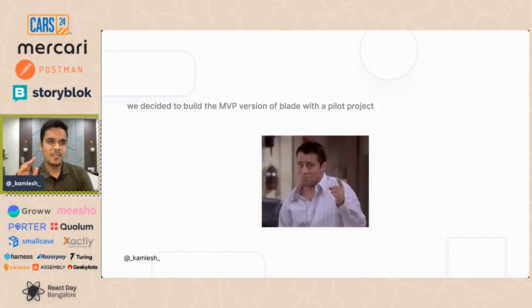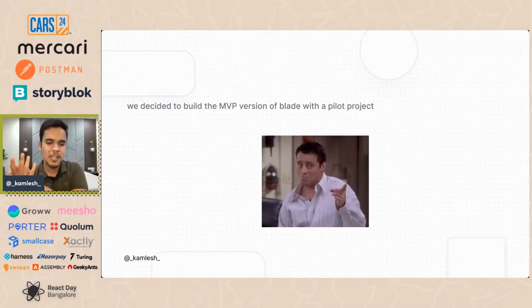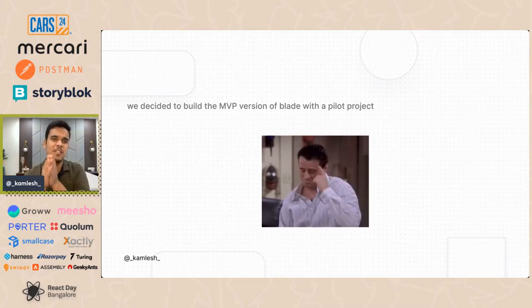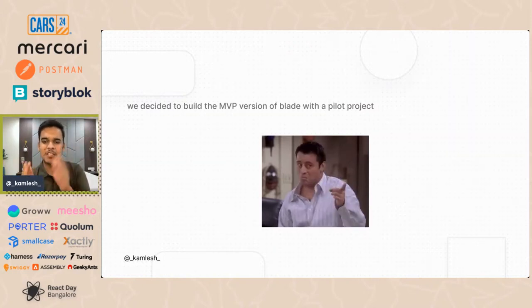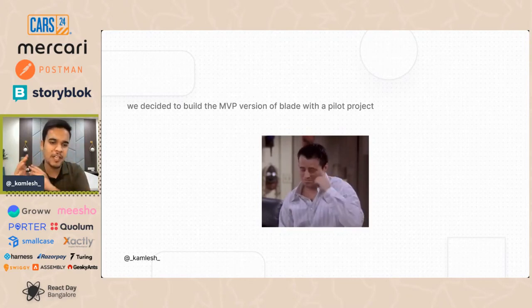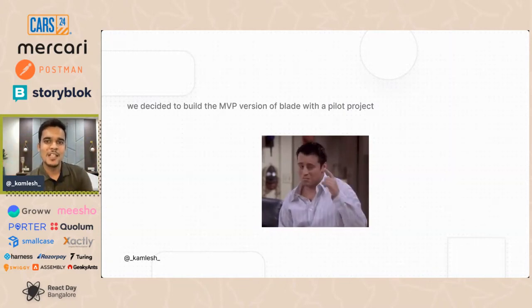So what we did was we decided to build the MVP version of Blade with a pilot project. What I mean by a pilot project is a project on which we'll use the design system. Back then we were creating a mobile app, and we decided to create the design system alongside that. So whatever we were building became the immediate consumer of it. That's why it's an MVP version of our design system.